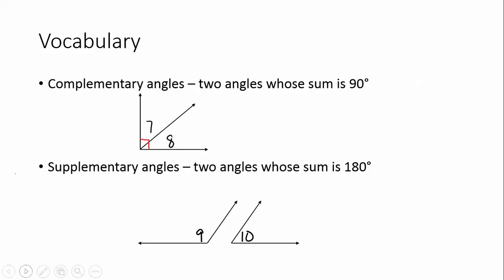Complementary angles are two angles whose sum is 90. Remember, sum means addition, so we can add the two angles together and we'll get 90 degrees. So the measure of angle 7 plus the measure of angle 8 should equal 90 degrees. We can see that it's 90 degrees here because of the red box in the corner. Remember, that indicates a 90 degree or a right angle.